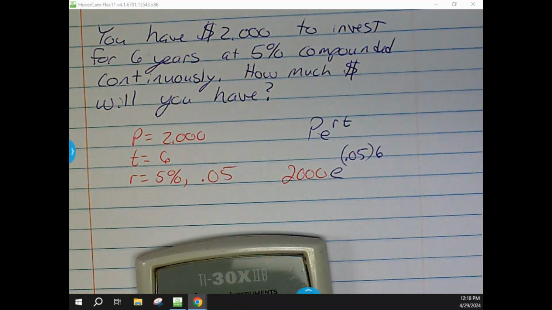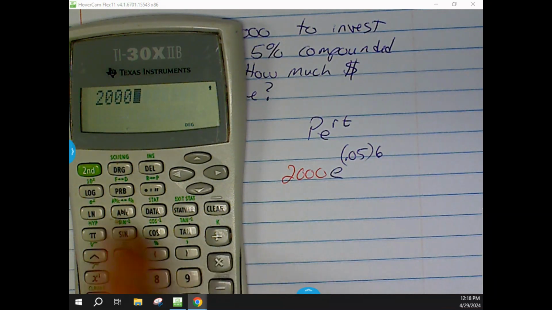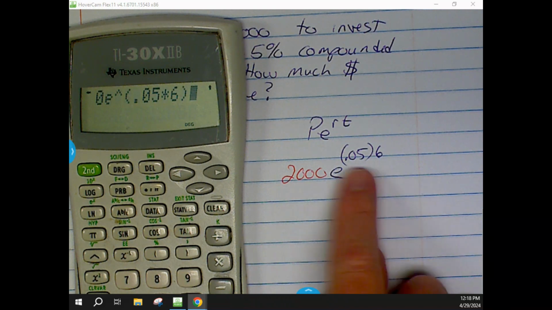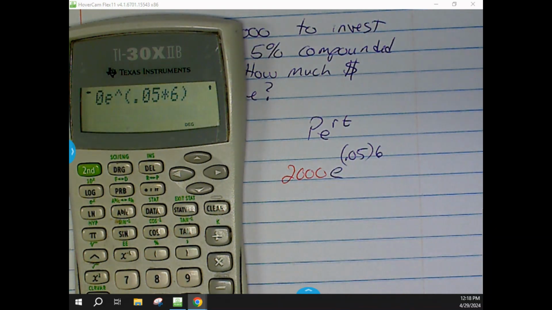Got to clear that out now. So it's just 2,000, and you don't even have to put the times, you can just put 2,000 E, and then 0.05 times 6. The only thing that might throw you off is that you've got to do the R times the T, depending on how it's set up. In this case, you can just put parentheses, put 0.05 times 6, hit enter, and there you go, 2,699.71.